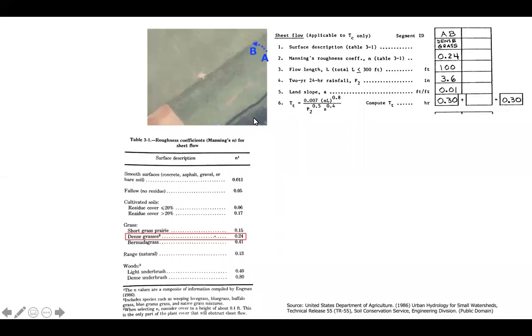So let's suppose that a droplet of rain falls here at point A and it moves down to point B via sheet flow. So we have this segment AB, where we have sheet flow running over the surface, which is characterized as dense grass. In Table 3.1, we can look up the roughness coefficient of that surface of dense grasses, and we find that the value is equal to 0.24. That's called our Manning's roughness coefficient, n, and for dense grass, it's equal to 0.24.